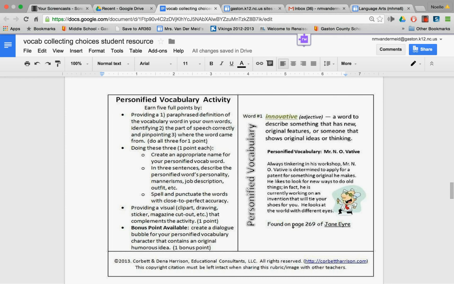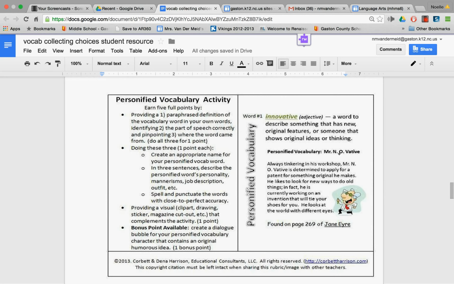So we have to think about if our word was a person, then what would an innovative person be like? Well, they would invent things. And so you're going to write 3 sentences about Mr. Innovative, and you're going to talk about their mannerisms. What kind of jobs would they have? What kind of clothes would they wear? What personality characteristics would they have? And you'll come up with a creative name and 3 creative sentences and a tiny little illustration to go with it.